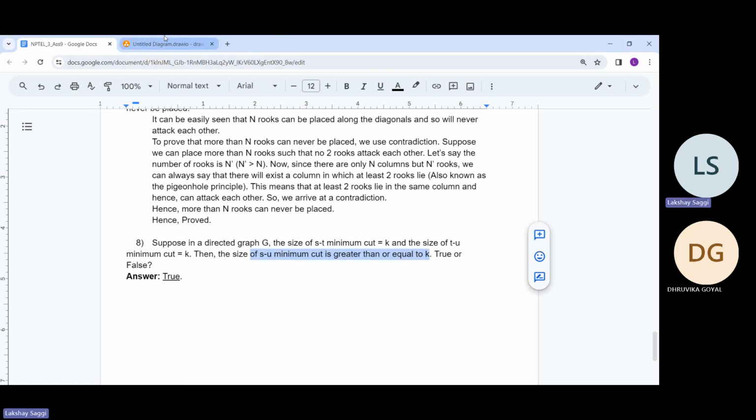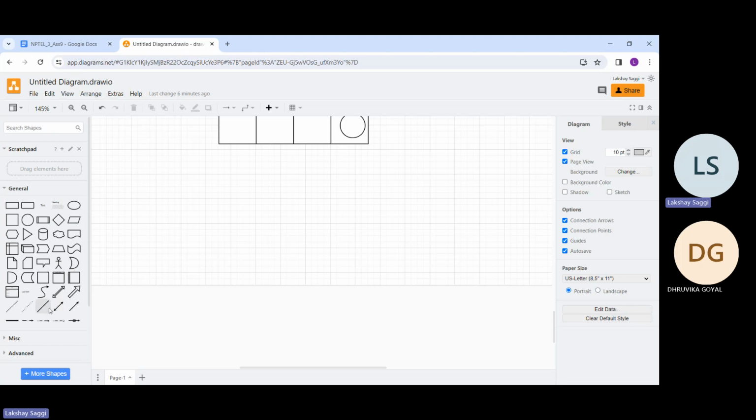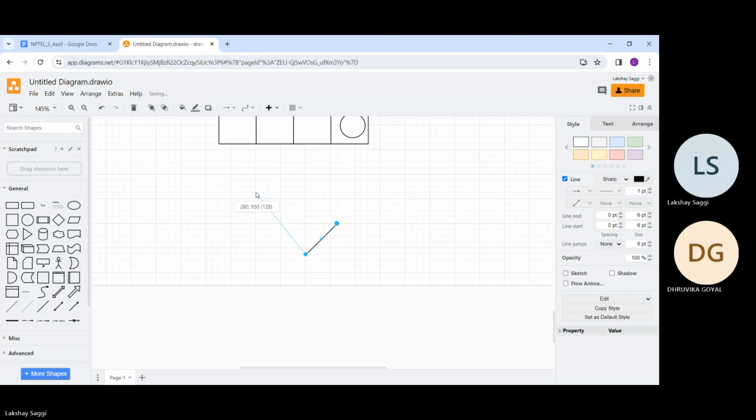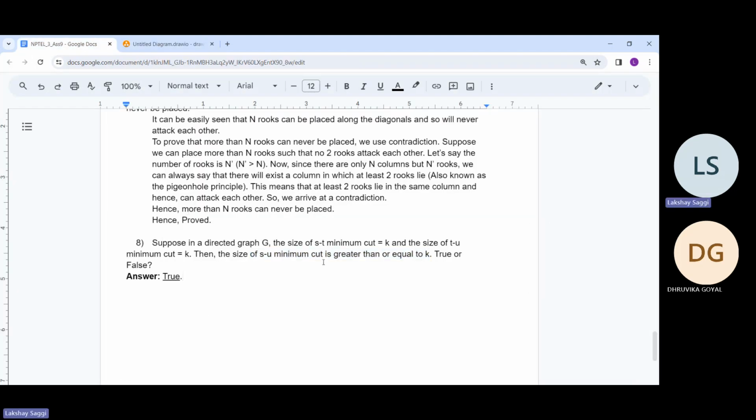And how do we claim this? This is an interesting argument. Maybe you should pay attention to this. Again, we can show this by contradiction. So how do we prove this? We can show this via contradiction. This statement is saying that the SU minimum cut is greater than or equal to K. So the contradiction will be: suppose the size of the SU minimum cut is less than K. Right?